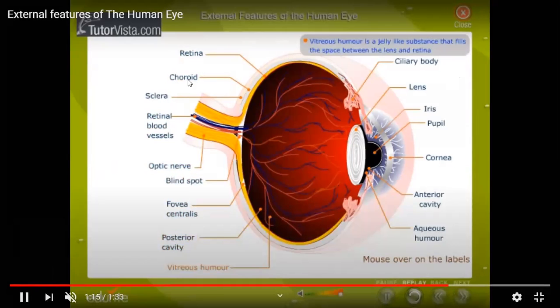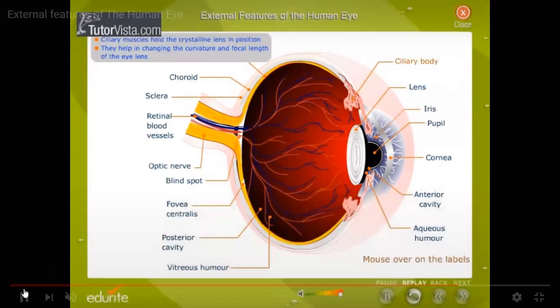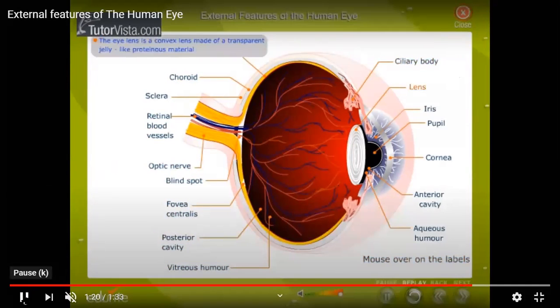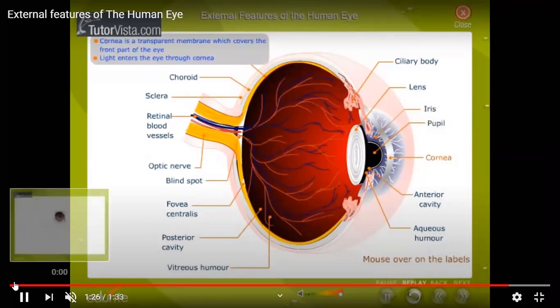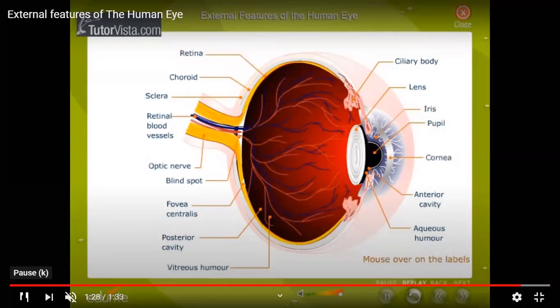Now you come to this choroid layer. The choroid layer over here is the second layer, and it has the melanin. If you can point out yourself, the choroid has the melanin. And then there is the retina. If you can see the retina, this is the yellow portion, and this retina has lots of sensory cells.